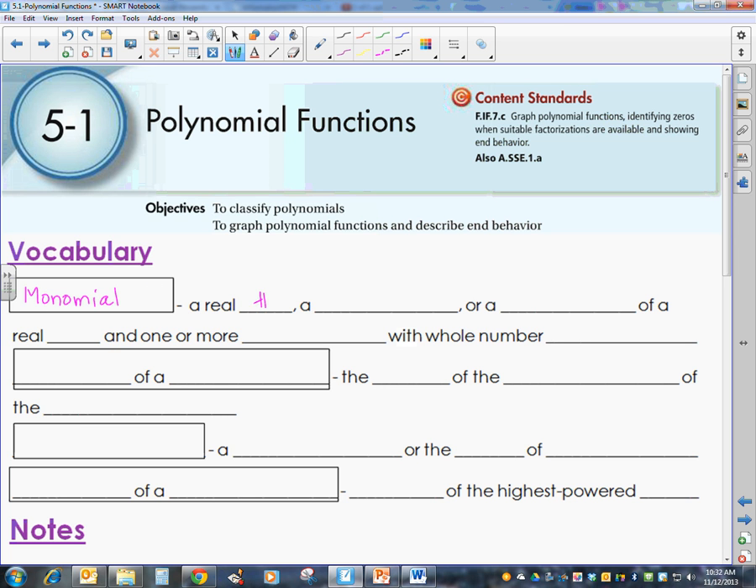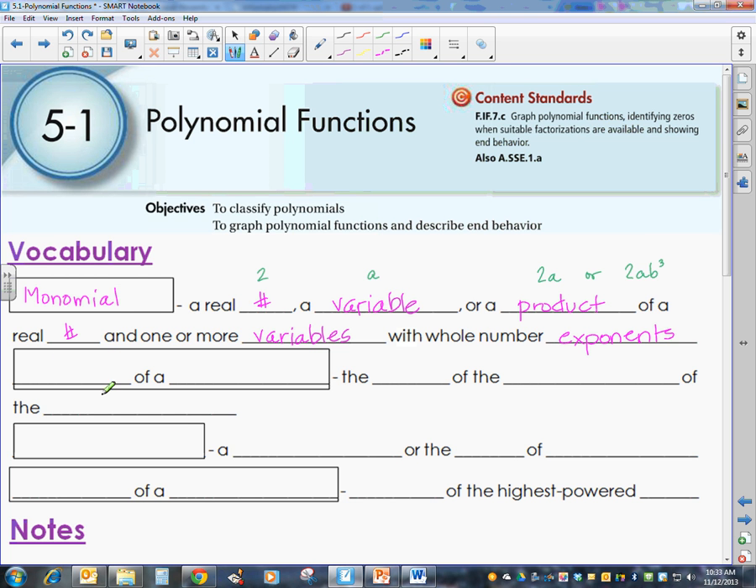A monomial is a real number, a variable, or a product of a real number and one or more variables with whole number exponents. Okay, so an example, obviously a number could be the number 2. That's a monomial. We could have a variable. We could have a, or we could have the product 2a. And if we have more than one, we could have 2a, or we could have 2ab cubed. But all of our exponents will have whole numbers on them.